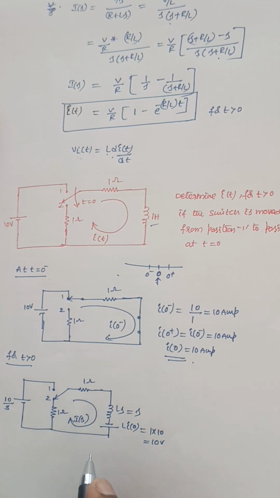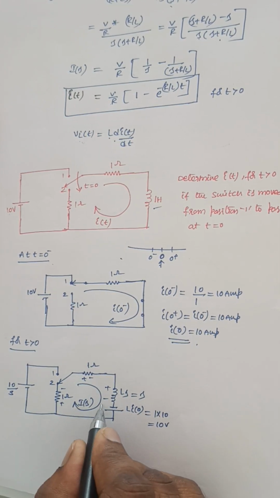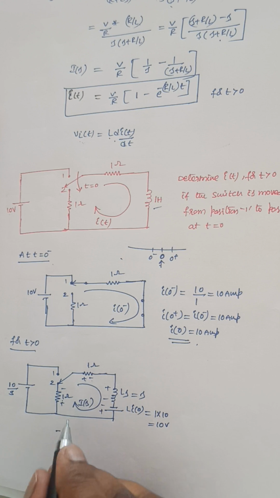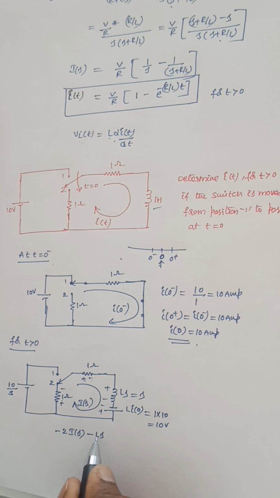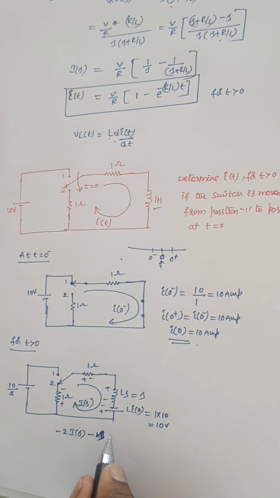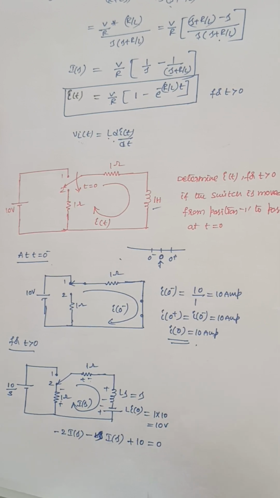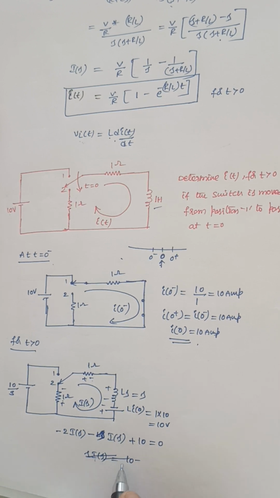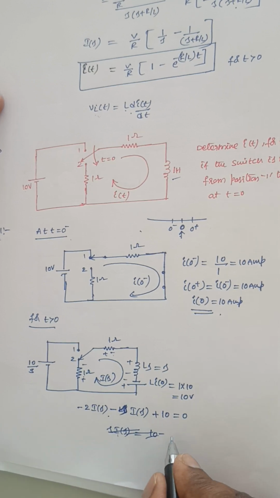Now write the KVL equation for this loop here. So it is plus and minus, it is plus and minus, it is minus and plus. Now minus of minus 2 into I of S minus Ls, Ls means S, L value is 1 here, S into I of S here plus L into I of 0, that is 10, is equal to 0. Now S into I of S is equal to 10 minus 2, I can take it, so this is equal to this same expression.